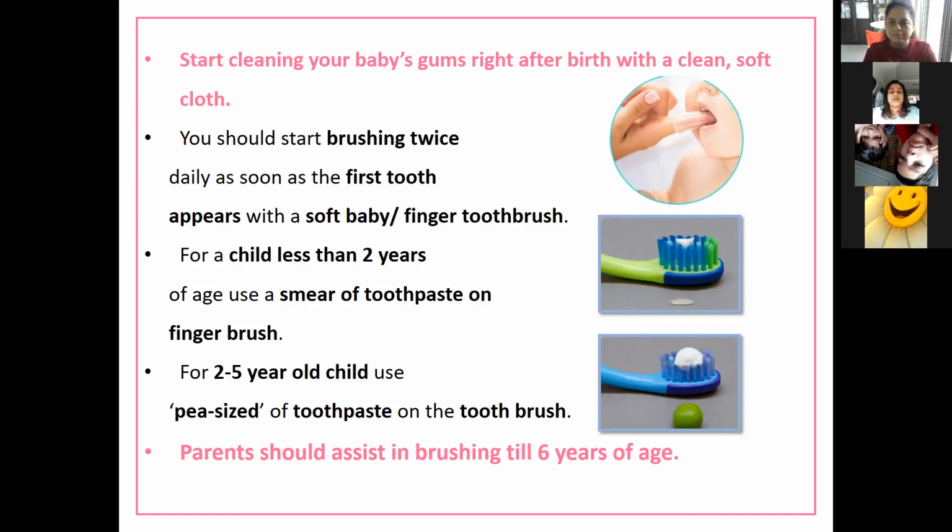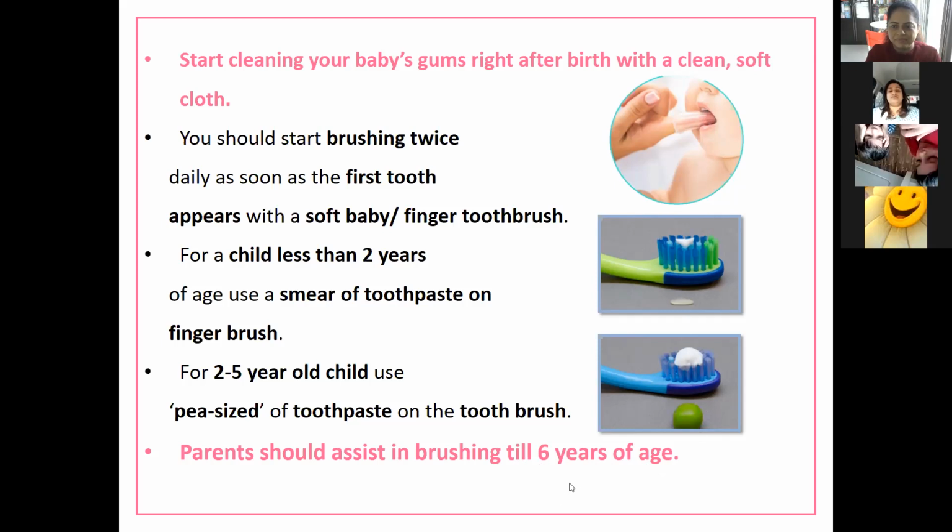From 2 to 5 years of age, you can use a pea size toothpaste for your child on the toothbrush, and you can ask your child to brush. As a dentist, as a pedodontist, I would recommend that parents should assist the child in brushing till 6 years of age. I know a lot of kids don't like parents brushing their teeth because they feel that they are big enough to brush on their own, but you still have to do brushing for them. Make sure you brush their teeth well, and after that you can give them the brush without a toothpaste just for their fun, but make sure you brush.